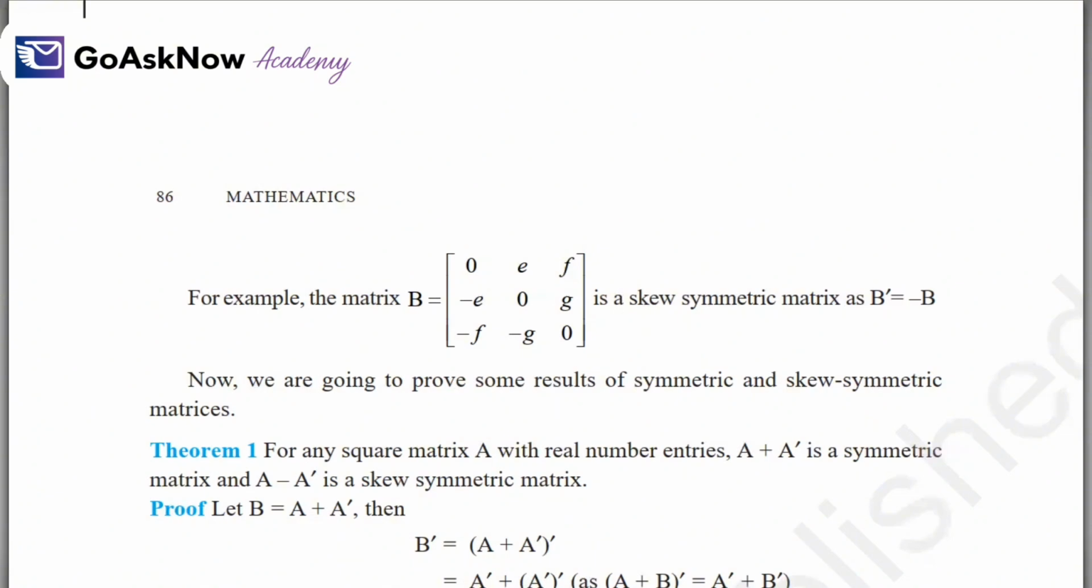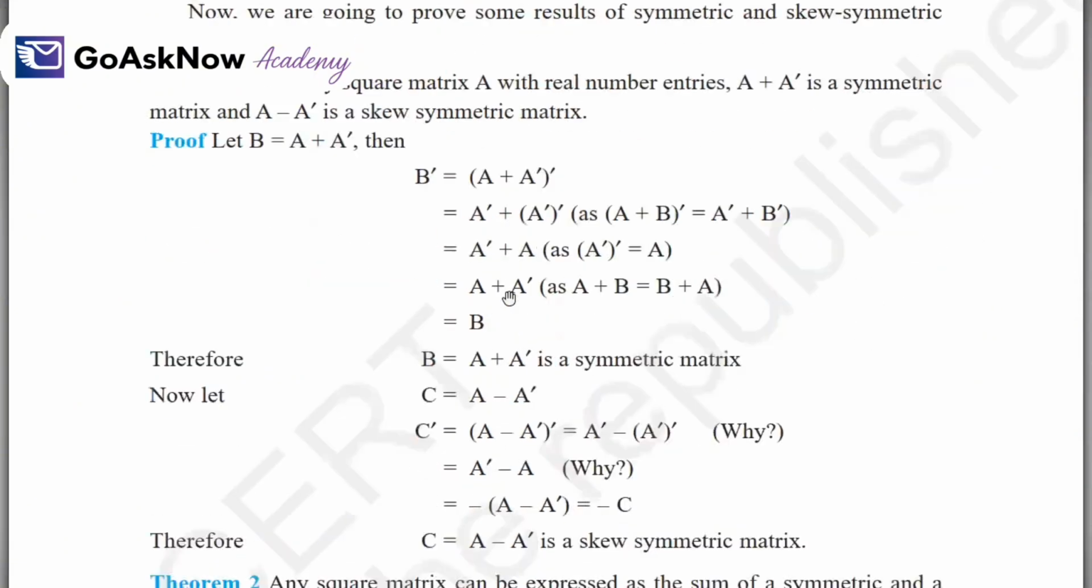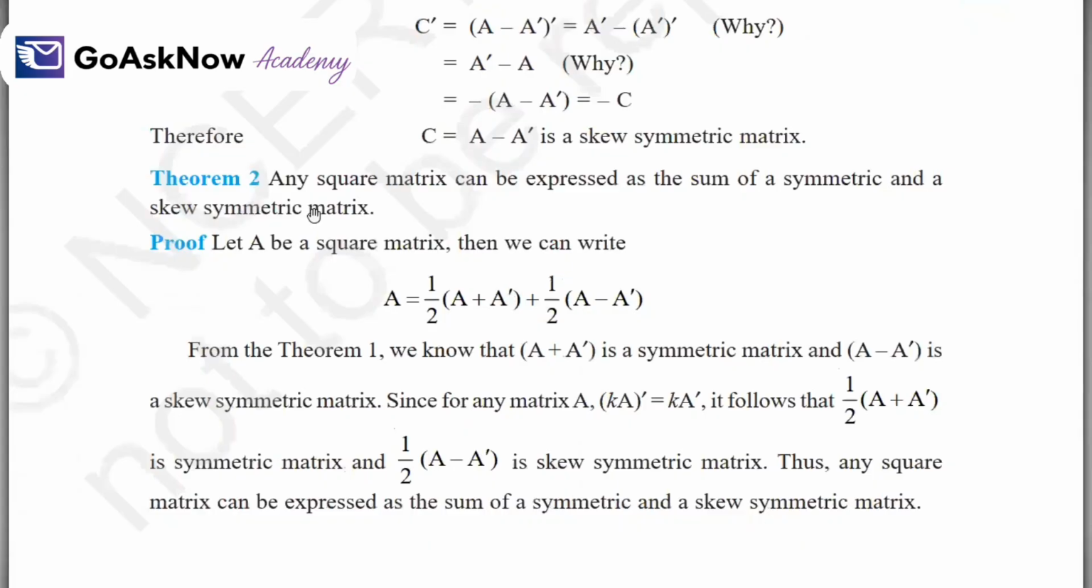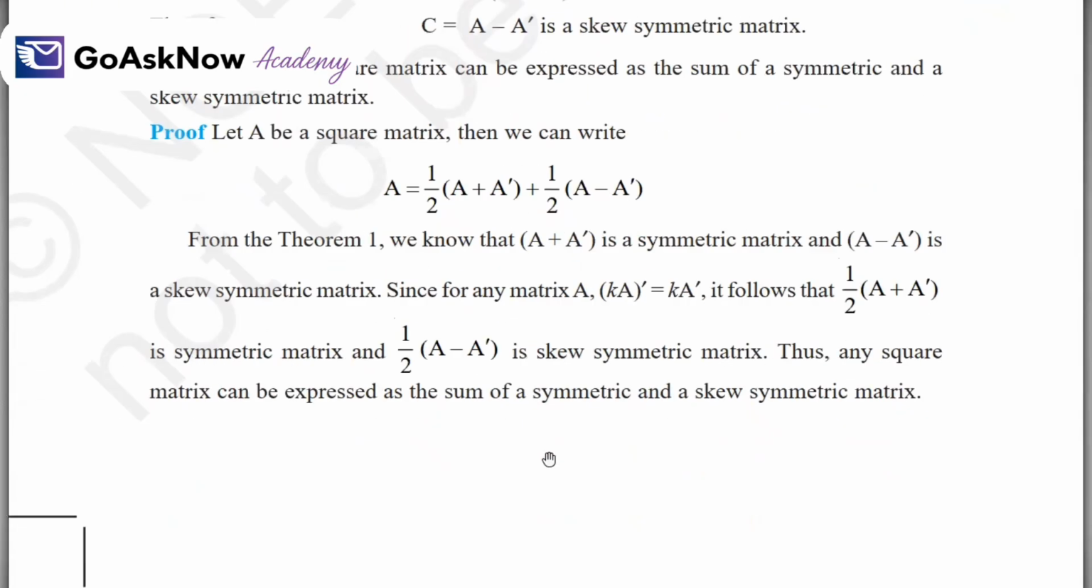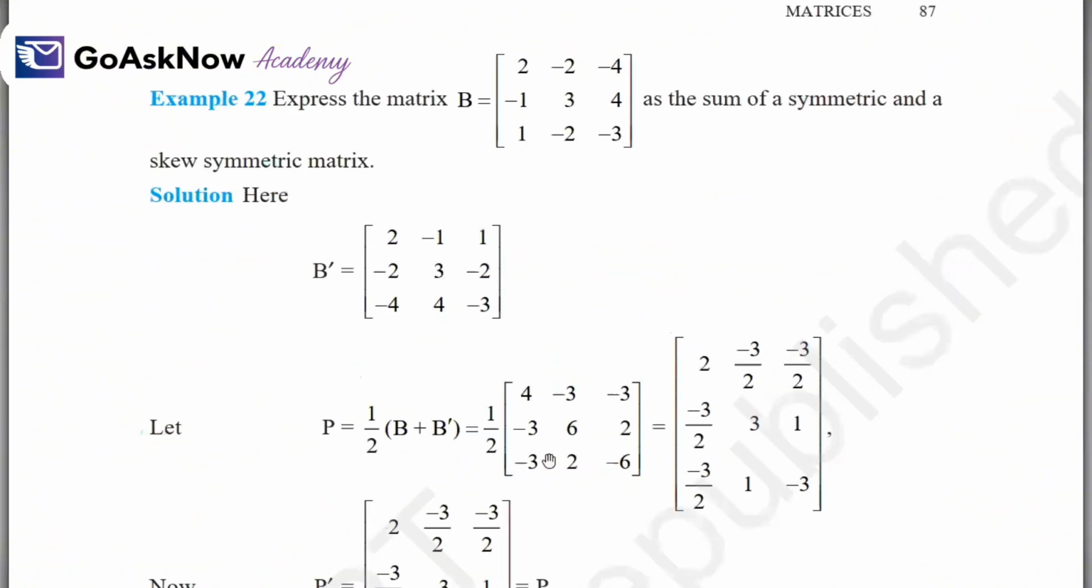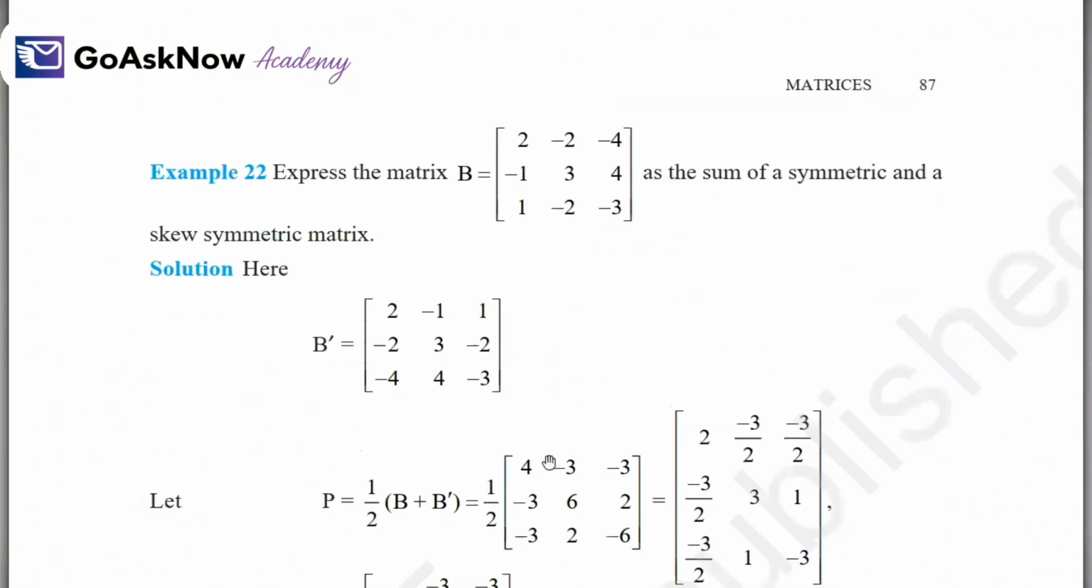Let's now start our discussion after that. This is our third chapter of maths, class 12 NCERT portion. Till yesterday's class, we have seen that a square matrix can be expressed as the sum of a symmetric and skew symmetric matrix. Now we have one question: express the matrix B, that is 2, -2, -4, -1, 3, 4, 1, -2, -3, as the sum of a symmetric and skew symmetric matrix.